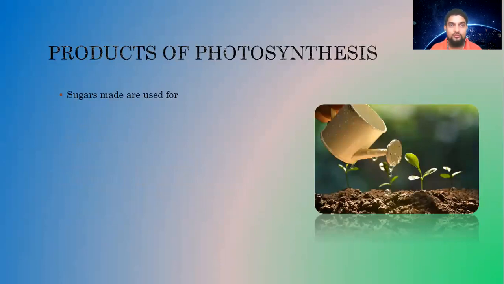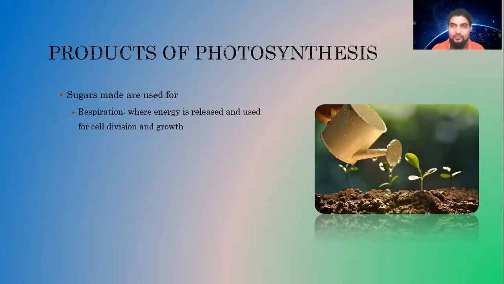Important for you to know also is what will happen to the products of photosynthesis. So the sugars that are made in photosynthesis are used for, one of the main processes, respiration. And respiration is where the energy is released to allow growth and cell division to happen. And then we have making starch. So the excess amount of sugar that is formed will be stored in storage organs. So when we have, for example, a drought, or when the plant is not undergoing photosynthesis during the night, it will use the stored energy.